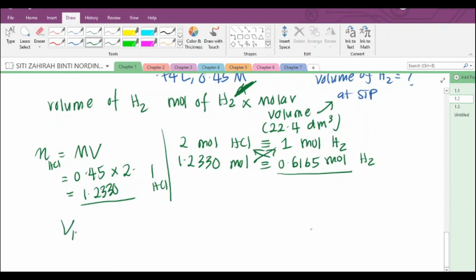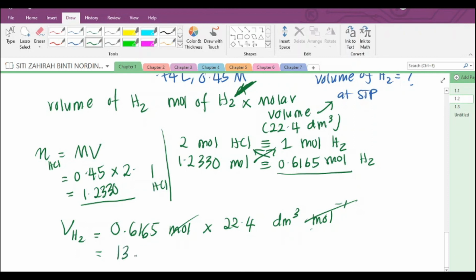Finally, the volume for hydrogen gas can be found by multiplying the mole of hydrogen gas, which is 0.6165 mole, with the molar volume, which is 22.4 dm cube per mole. So now we're going to cancel this mole altogether. So we are left with 13.80 dm cube.